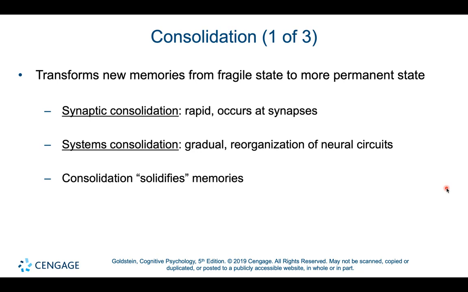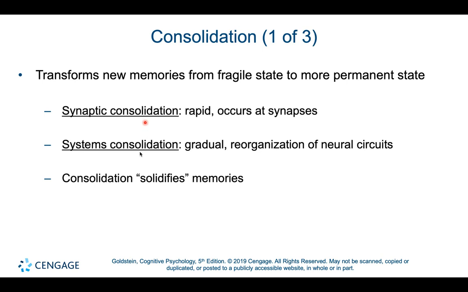Okay, so that's basically encoding and retrieval. Let's spend a little bit of time talking about consolidation. This is really a biologically based process in the brain, in the way that your neurons interact with one another to consolidate, or what you might call solidify, these memories. Basically, take memories that are in a fragile physiological state and turn them into a more permanent state.